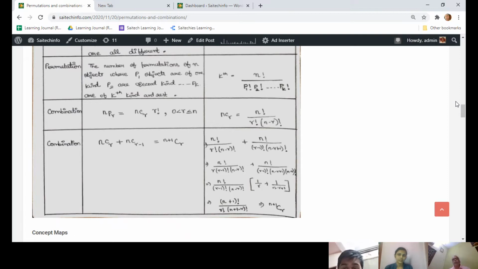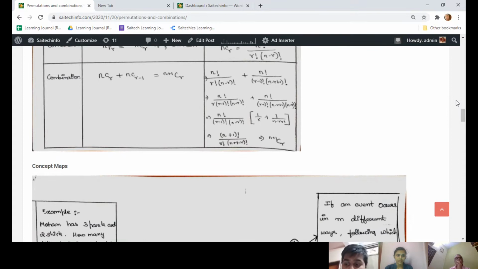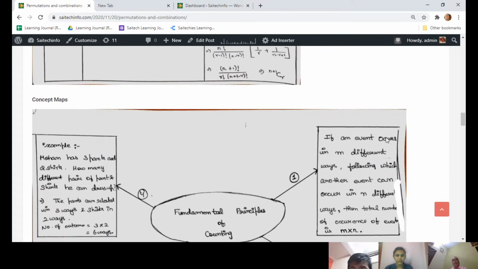So we are separating nCr plus nCr minus 1 by applying the formula as we saw in theorem 4 and theorem 5. By substituting and calculating, that is n factorial by r into r minus 1 factorial into n minus r factorial, plus n factorial by r minus 1 factorial into n minus r plus 1 into n minus r factorial. So at last we get the RHS as equal, that is n plus 1 Cr. So from there these theorems are proved.